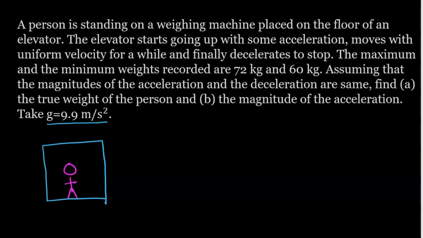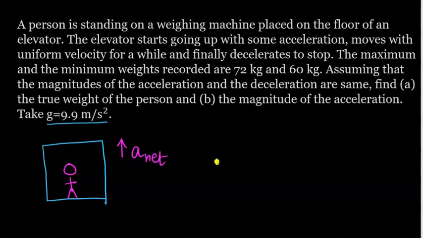Now we have to find out the real weight of this person, that is, when the lift is not accelerating. First we will take the case of the lift accelerating upwards. If the lift is accelerating upwards, the net acceleration is upwards. So let us draw the free body diagram of that person. It will look something like this.